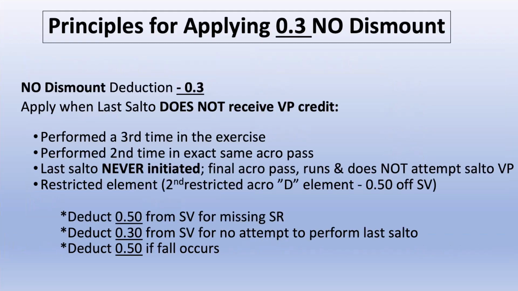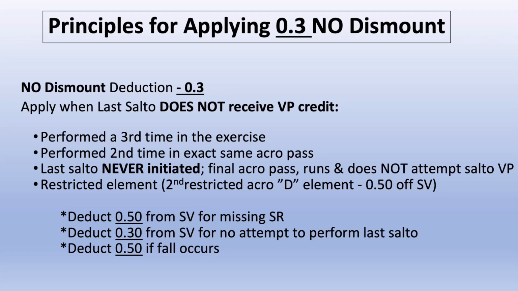So principles for applying the no dismount deduction. There's a 3/10 deduction that will apply when the salto does not receive value part credit. There are 4 scenarios and there are 2 exceptions. So the first scenario is if the salto is performed a 3rd time in the exercise. If it's performed the 2nd time in the exact same acro pass, which you could see if someone might do like a round off back handspring 1.5 twist, and then she attempts a double twist at the end, but it becomes a 1.5. So therefore that would be the 2nd time, and that would count as a no dismount.